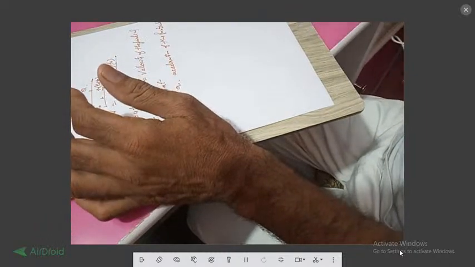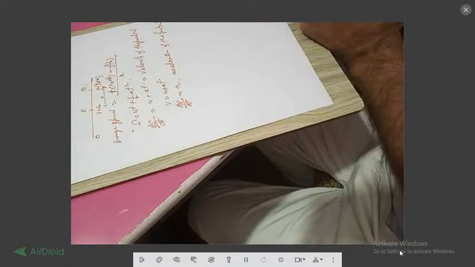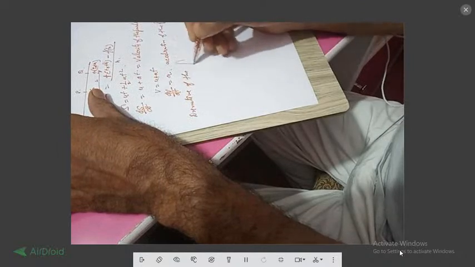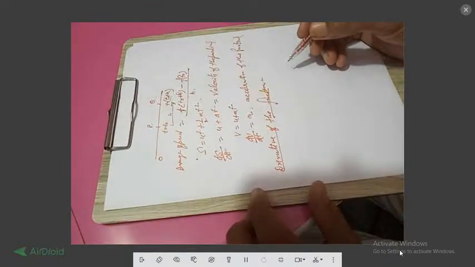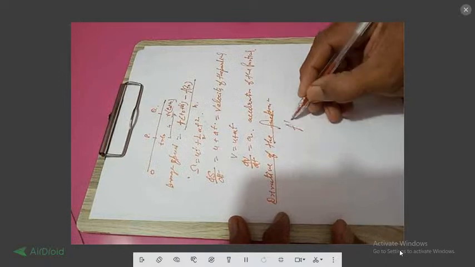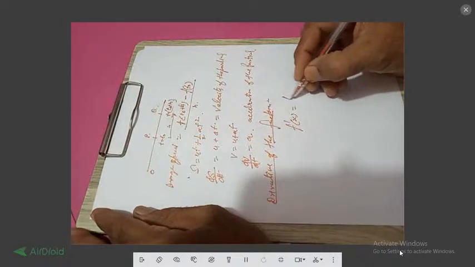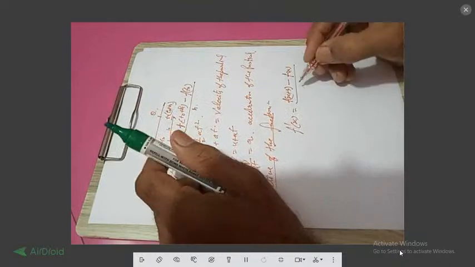These are the physical and geometrical interpretations. Now, the derivative of the function is f dash x, which is equal to the limit of f(x plus h) minus f(x) oblique h.